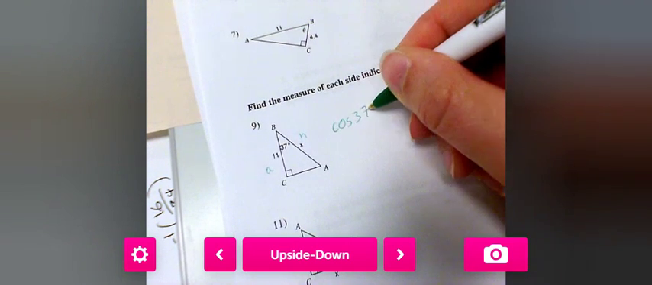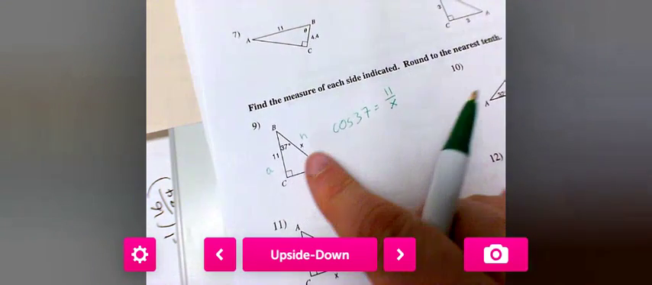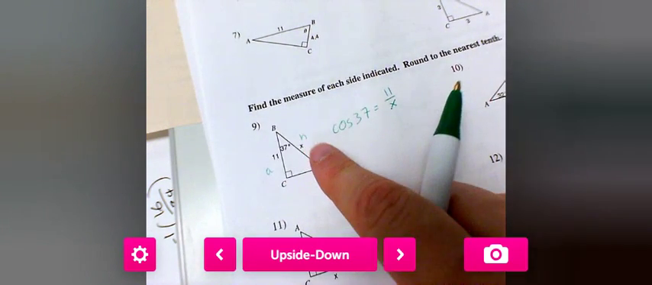Find the measure of each side indicated, round to the nearest tenth. This is my adjacent. This is my hypotenuse. So I'm going to use cosine, but I'm going to use cosine 37 equals 11 over x. Okay? I didn't use the inverse because I'm not finding an angle, I'm finding a side.